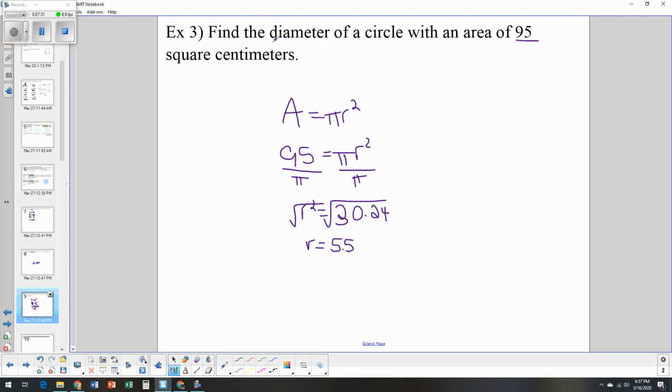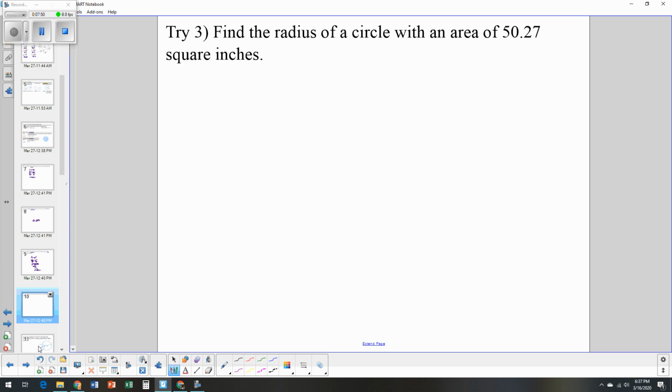What they're really looking for, though, is the diameter. We found the radius, so we're going to multiply this by 2 so that we can get a diameter of about 11.0 centimeters. Okay? So you're going to go ahead and try the next one. Pause it again, and once you have your answer, make sure you unpause, and you will see the correct answer. All right, if you're back, r is 4 inches.